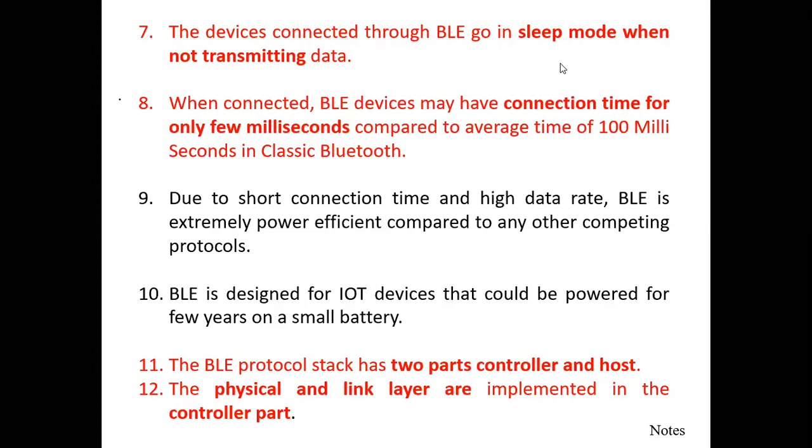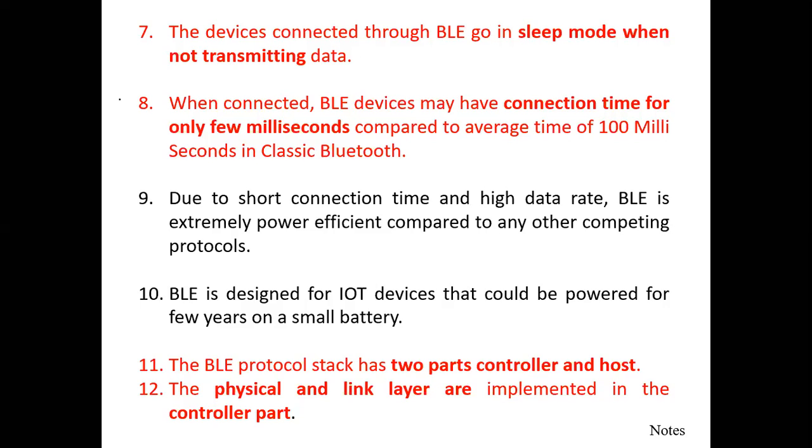Devices connected through BLE go into sleep mode when not transferring data. When the device is not communicating, both devices will be asleep so that they can reduce power consumption. And these are some limitations in IoT: number one, restrictions in power, limitations in processing, and limitations in range and memory as well. So BLE is one of the best candidates when you are designing your personal area network.